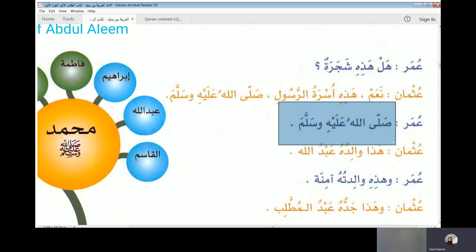So say, sallallahu alayhi wa sallam. Good. Whenever you hear the name of our beloved Prophet, say this phrase. Sallallahu alayhi wa sallam. Okay?